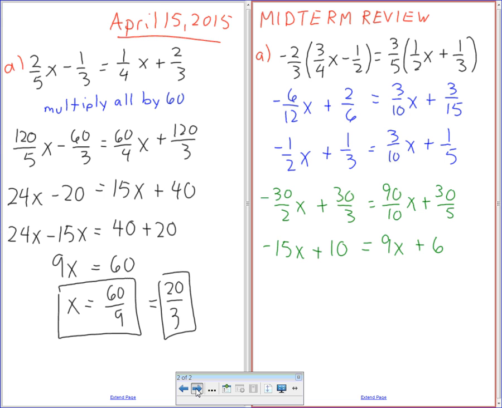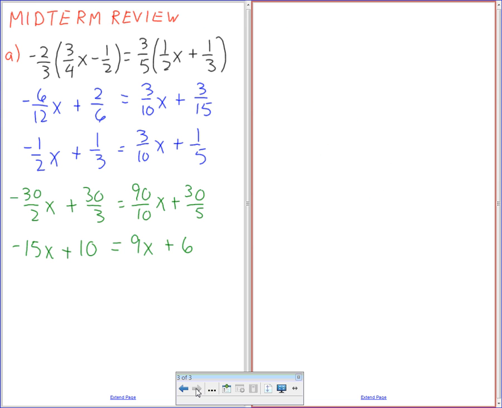Okay. Liam, I'm going to pick on you. What do you do here now, please? Just move the like terms. Good. So I'm going to go negative 15x minus 9x equals 6 minus 10. Remember, when you go across the equal sign, it flips the signs.